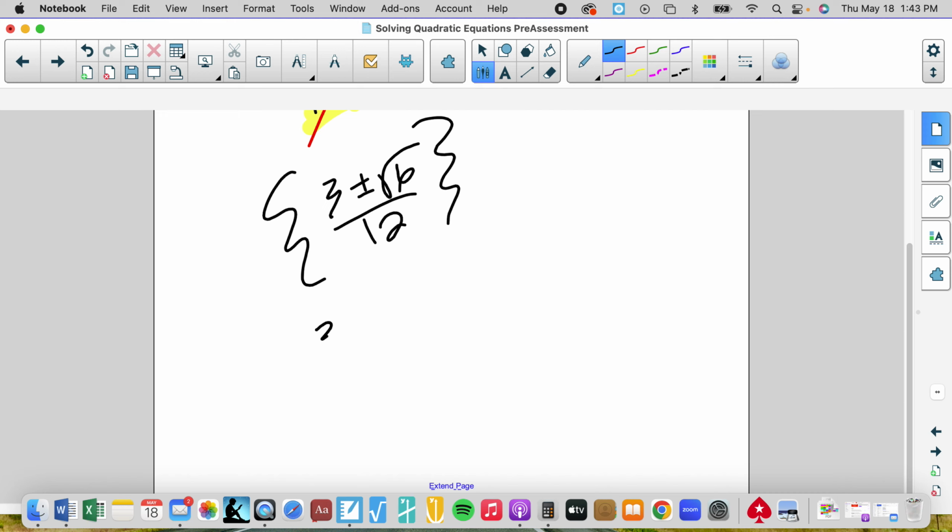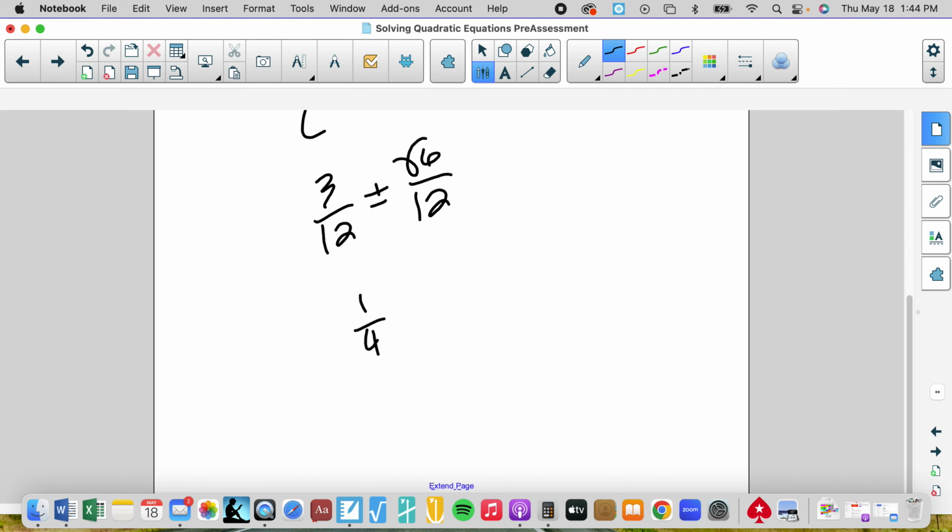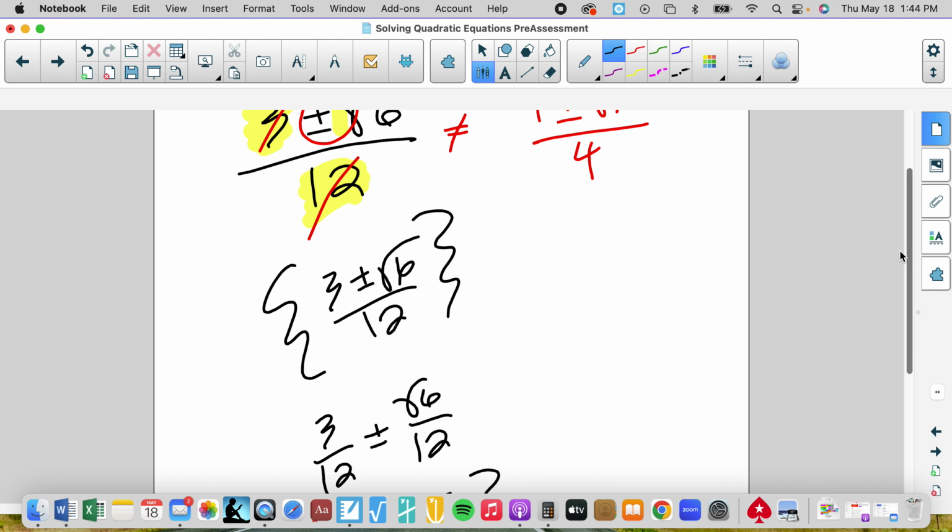Yes, you can. So you can do 3/12 plus or minus rad 6 over 12. That's acceptable, and then you can reduce this to 1/4 plus or minus rad 6 over 12. But do you see how ugly that is? It's not as elegant. It's not as beautiful as that. This is the most elegant.